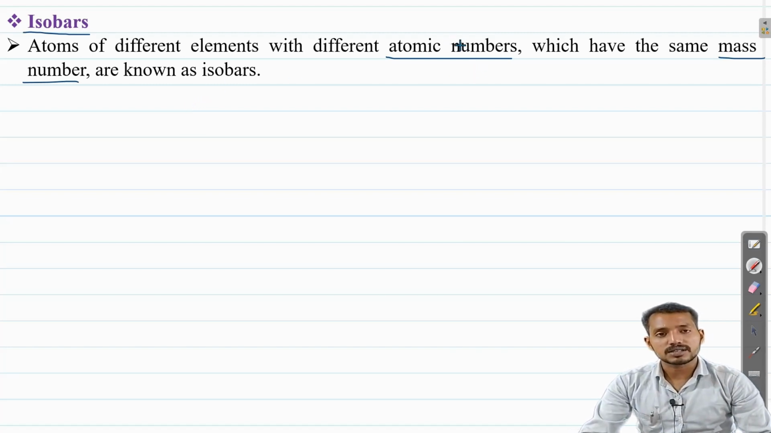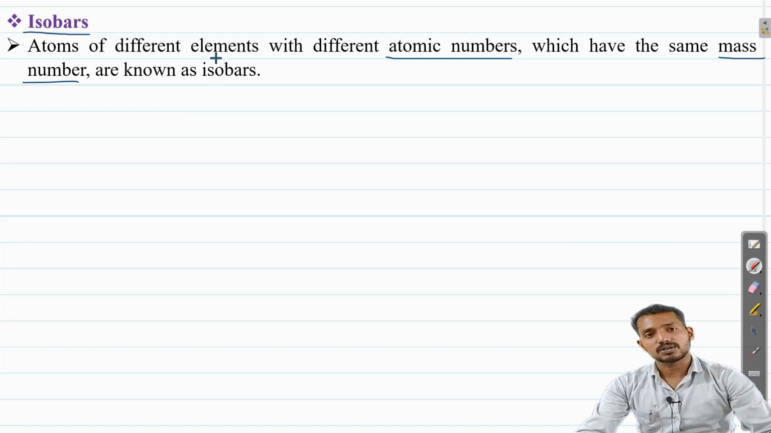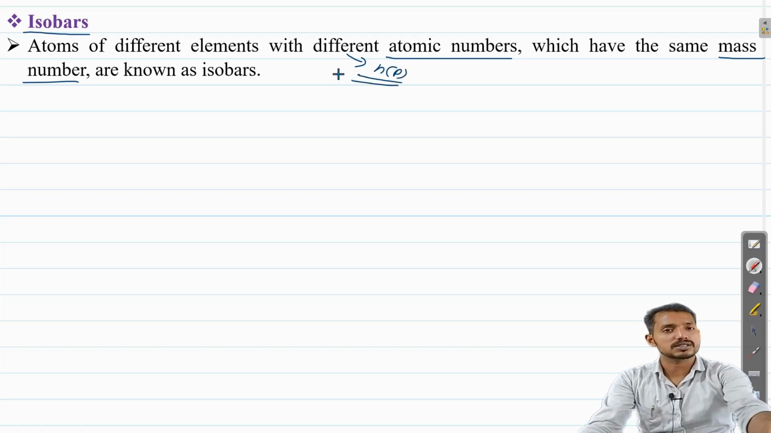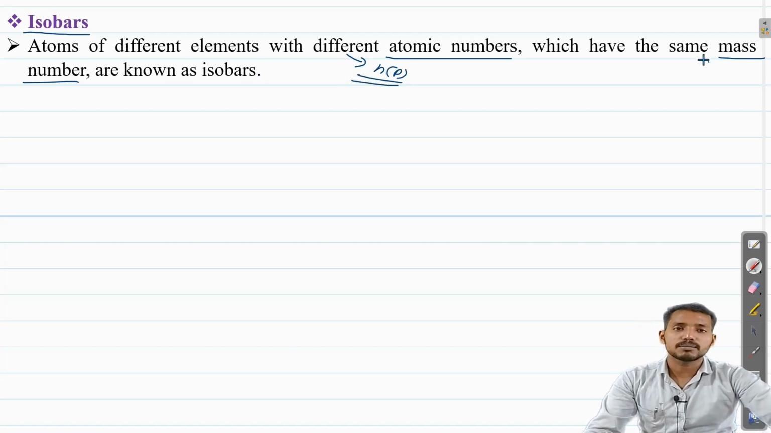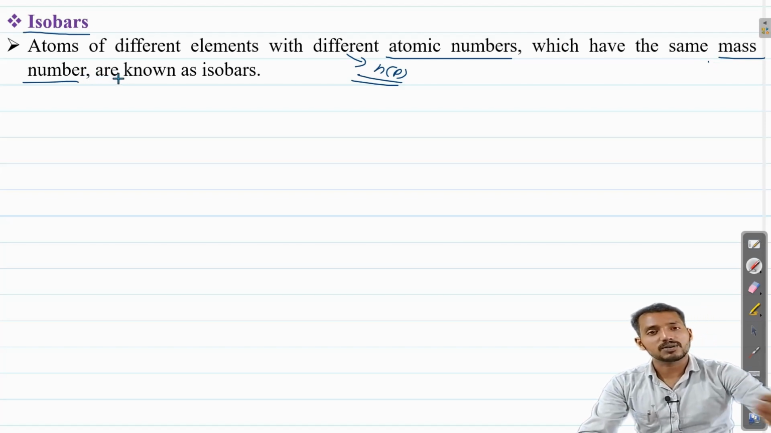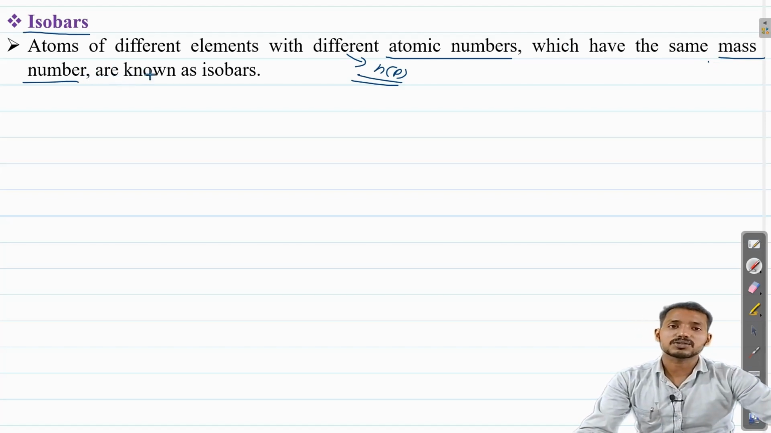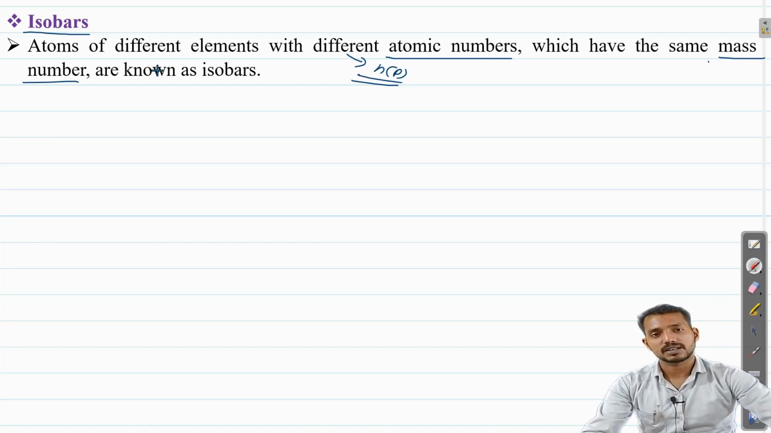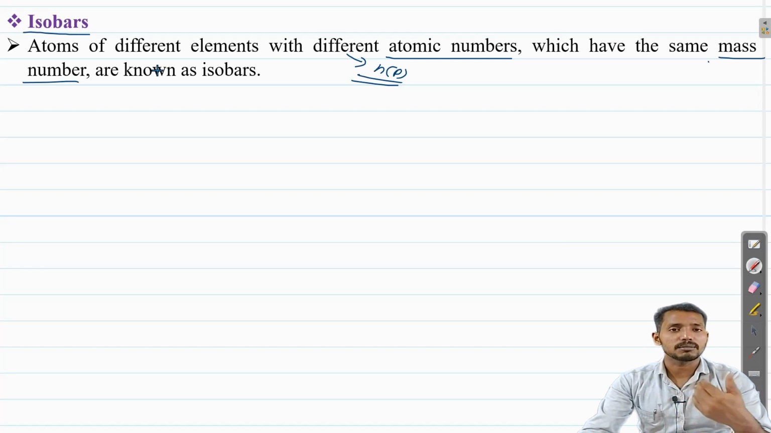If the atomic number is different, it means the elements are also different, with a different number of protons. Atomic number is different means the number of protons is different, and the mass number is the same. That means we cannot judge whether the number of neutrons is the same or not. That will depend on the given isotope. So we cannot say anything about the number of neutrons in case of isobars. We can say that the number of protons is different. Clear? Let's take an example.